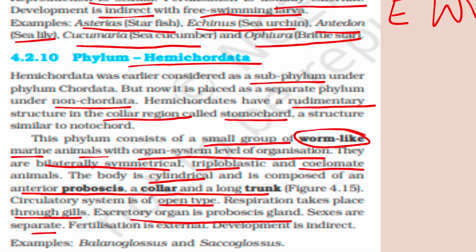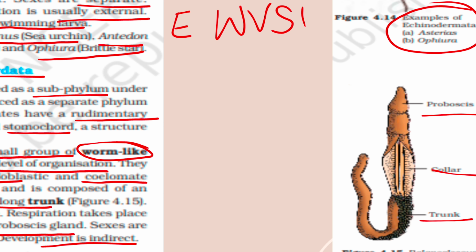Sexes are separate, which means dioecious. Fertilization is external. Development is indirect. Examples are Balanoglossus and Saccoglossus. Proboscis, collar, trunk. It's so simple. All you need to remember is proboscis, collar, trunk, and also it looks like a worm.